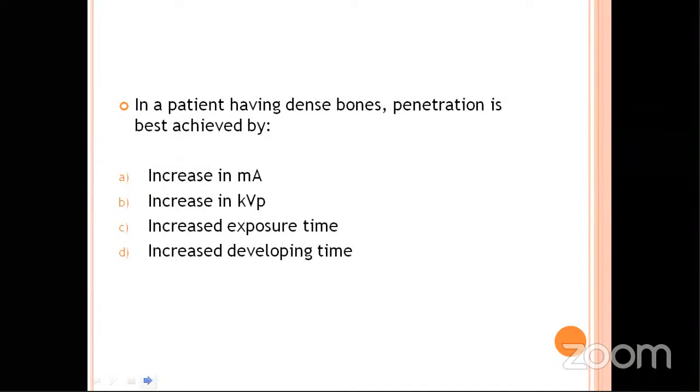Okay, so in a patient having dense bones, the penetration is best achieved by, okay, so if the patient has very dense bones, or you need to examine structures where there is expected periosteal reactions, which factor you need to increase is the question. So if you increase the MA, that is current, if you increase the voltage, increase the exposure time, increase the developing time. So you need to increase the quality of the X-ray beam. So if you need to increase the quality, you should obviously increase the KVP. Okay, to penetrate dense bone, the number alone is not enough, you need to increase the quality also.